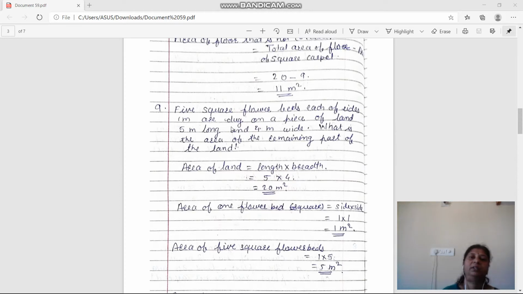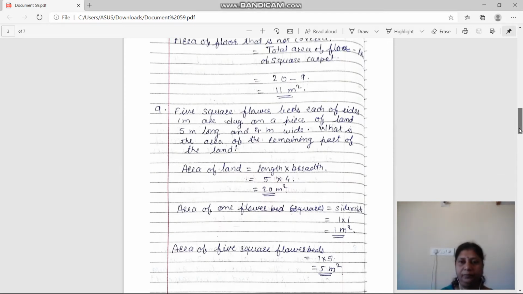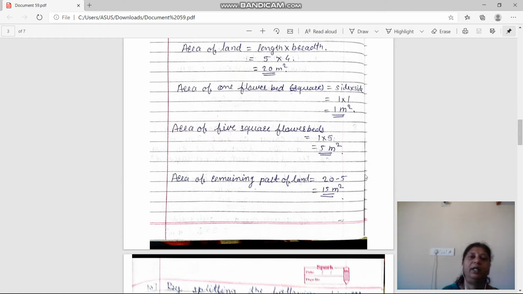Now here he has dug 5 square beds. So area of 5 square beds is equal to 1 multiplied by 5. Next, area of remaining part of land is equal to 20 minus 5, it is equal to 15 meter square. Okay, fine.